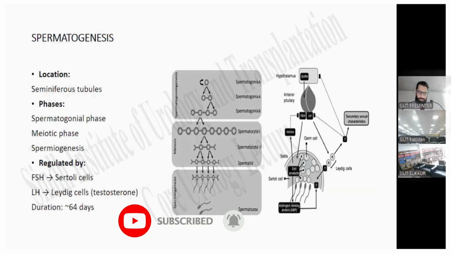Sperms are usually produced in the seminiferous tubules, but their maturation and transport occurs in the epididymis. The process of spermatogenesis, as Dr. Faisal said, starts in the seminiferous tubules, and it consists of 3 phases, including the spermatogonial phase, followed by a meiotic phase, and then the spermiogenesis phase.